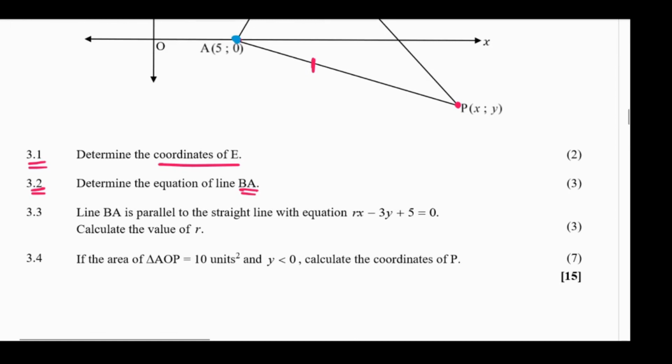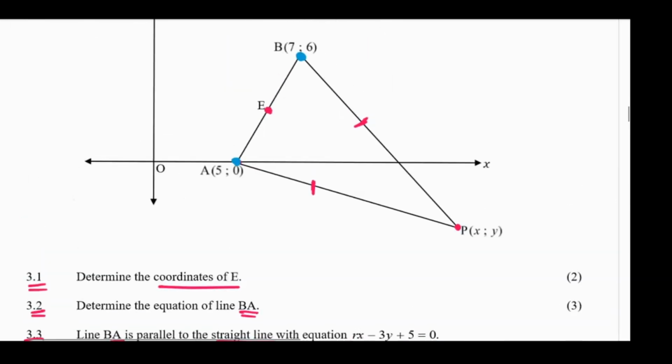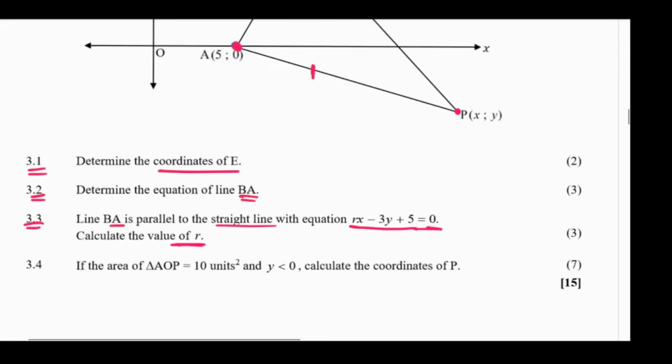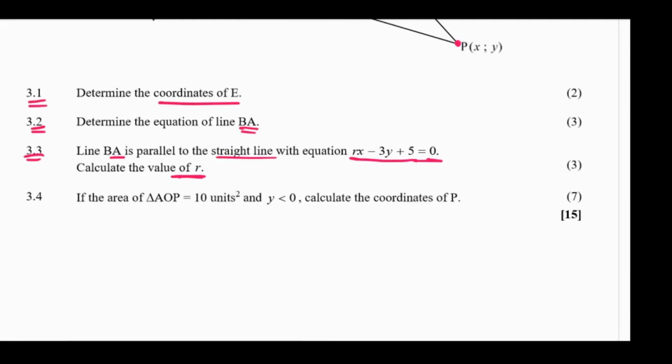So now 3.3 says that line BA is parallel to the straight line which has this equation here. So calculate the value of r. What we need to know is this line BA is parallel to a straight line. We don't see it in the diagram, but we know the equation of the straight line, which is this one here that is given, right?